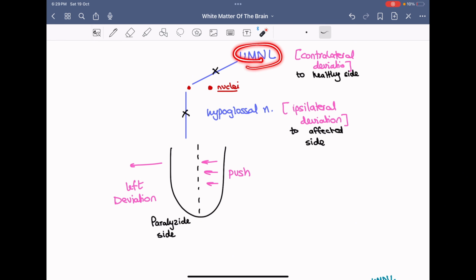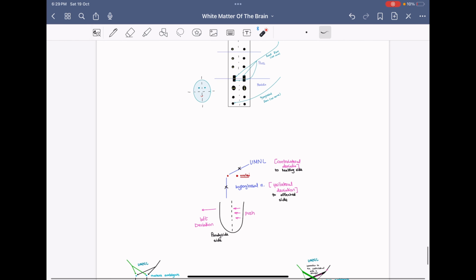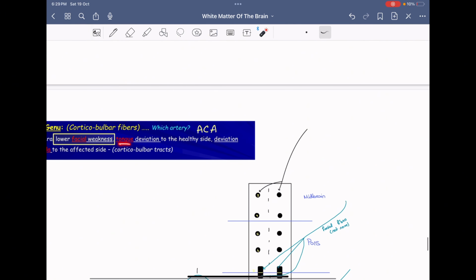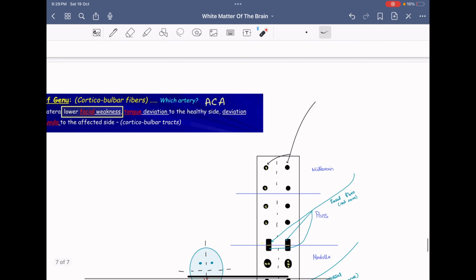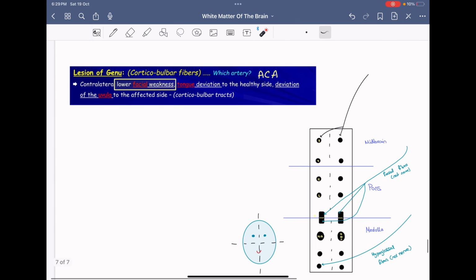But in the upper motor neuron lesion, what did we say? It's a contralateral deviation to the healthy side of the brain, not the healthy side of the tongue, but the healthy side of the brain. So I hope this makes sense. Again, over here we said tongue deviation to the healthy side of what? Of the brain. And now we're going to talk about the uvula.